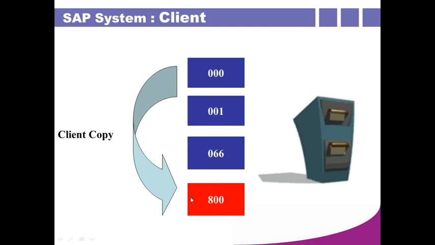I'm asking, for example, I have some data in 800. Can I look at the same data in 000 or 001 or 066? No, if it is client specific you can't see it. If it is cross client you can access it. Okay, 800 data is client specific, right? Yes. Client specific data you can't see by sitting in 000. That is the client principal, the MANDT field. If there is no MANDT field, then you can see the data from 000 also. That is very important.